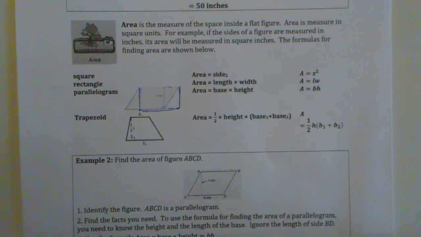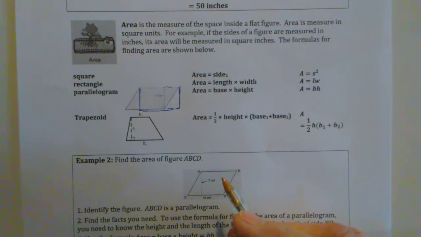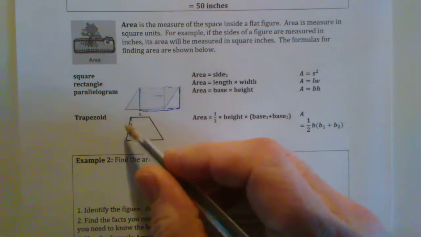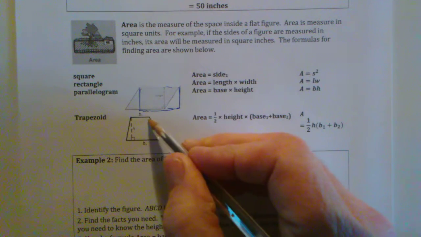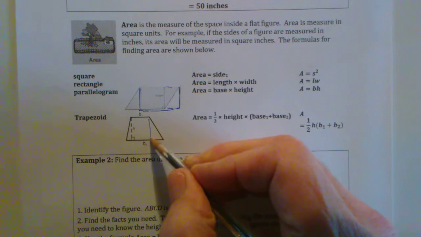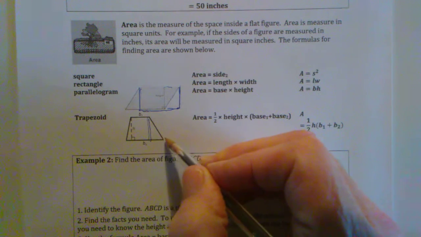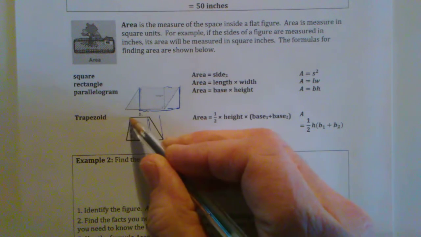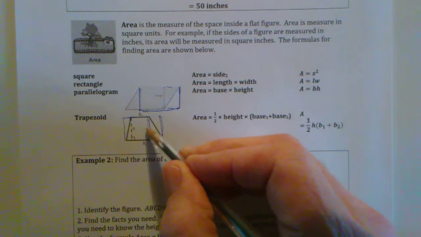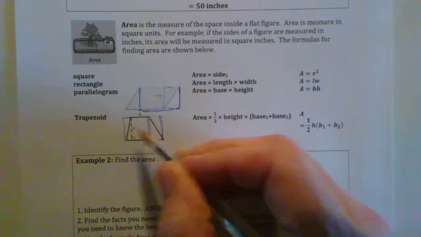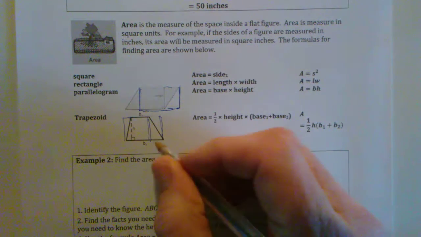A trapezoid. Now, a trapezoid has two bases of different lengths, right? The height is the same because the top and the bottom are parallel lines, but the base changes. If we use the top base, the smaller base, times the height, that would give us the area of this little rectangle. If we use the bigger base, that would give us the area of this much bigger rectangle. But we want something in between. We don't want the little one and we don't want the big one. What you do is you just take the average of the two.